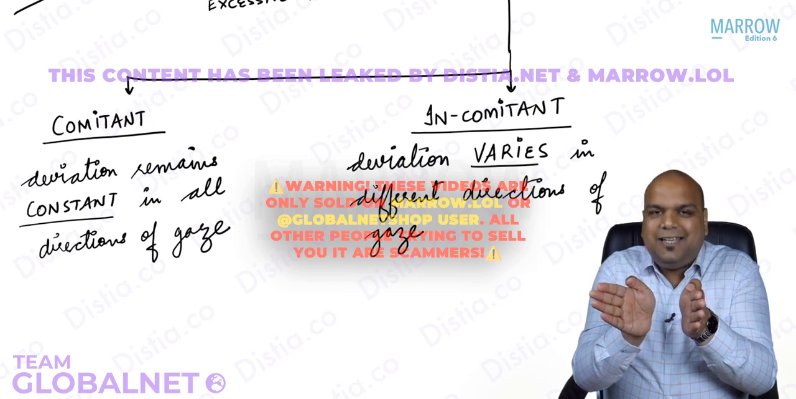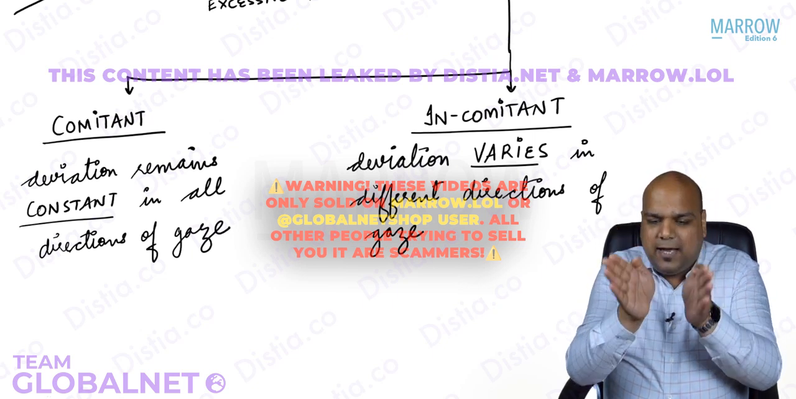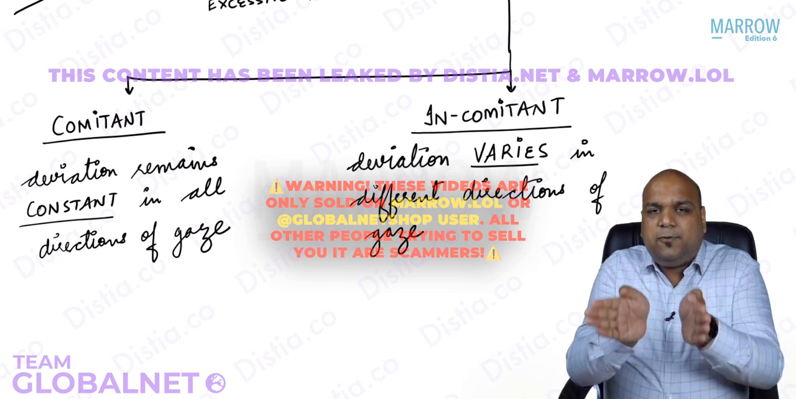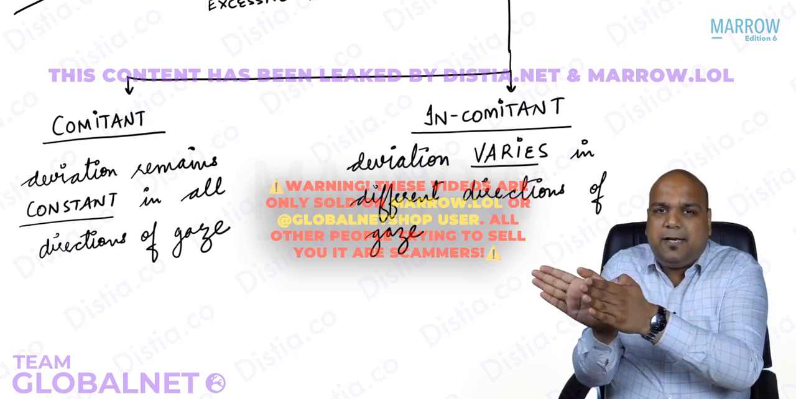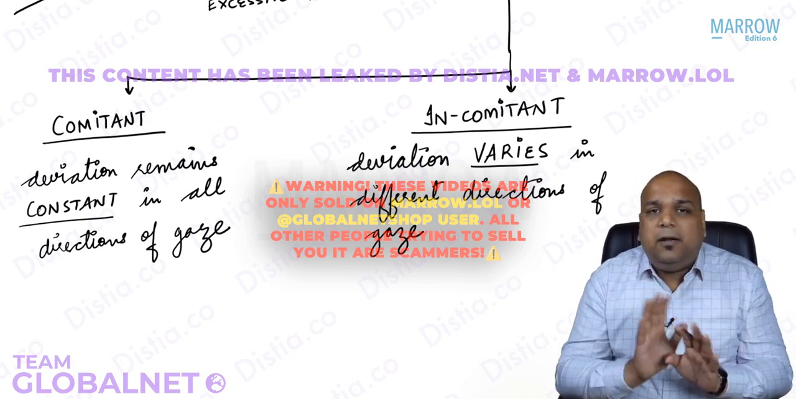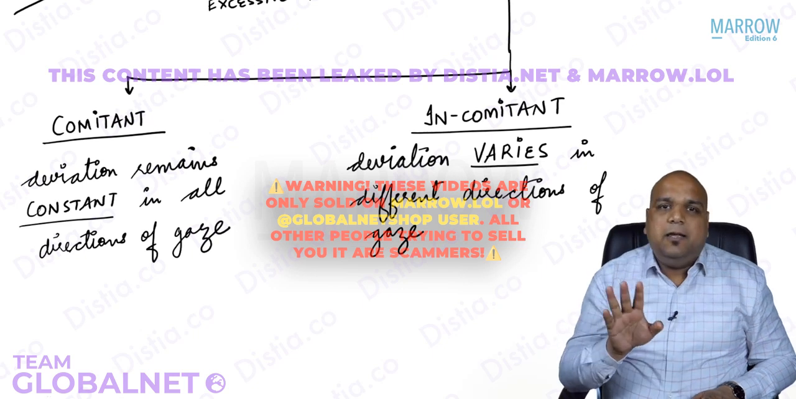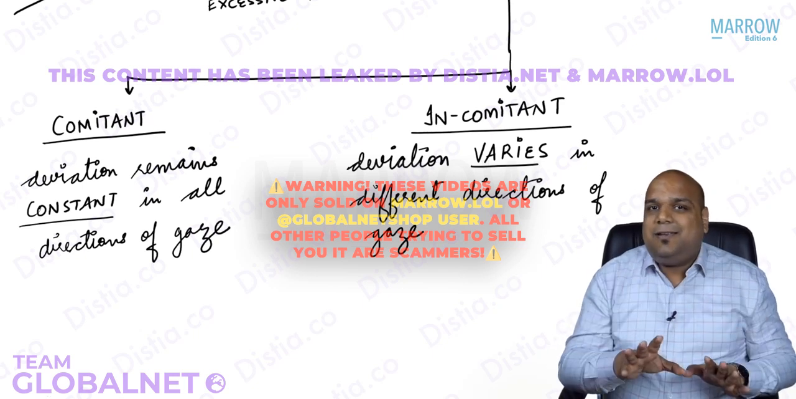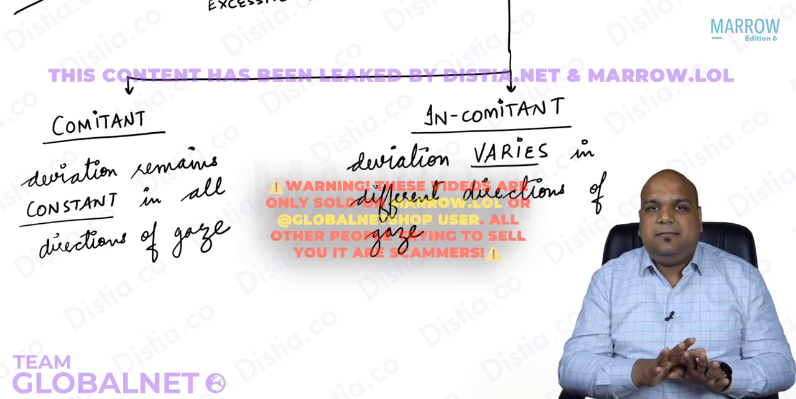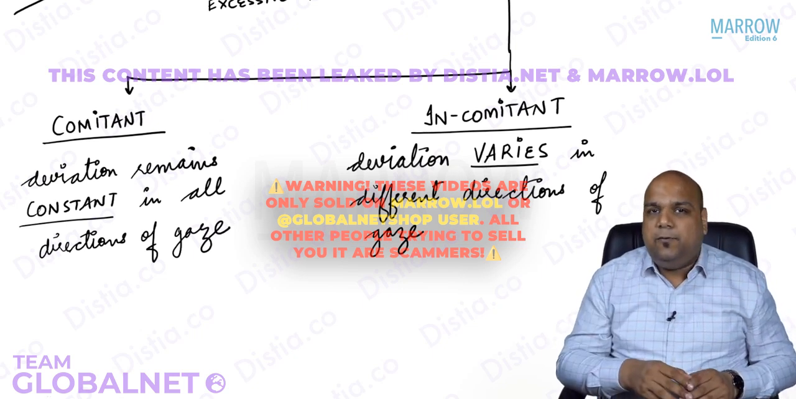Now I check the deviation in all directions of gaze. That means I ask the patient to look up. Deviation remains 45. I ask the patient to look down. Remains 45. I ask the patient to look toward the right side. 45. To look towards the left side. 45. What am I trying to say? Wherever the patient may look, in whichever direction everybody, the deviation remains constant. 45 degrees. Okay? But if it would have been a case of incomitant squint, what would have occurred?